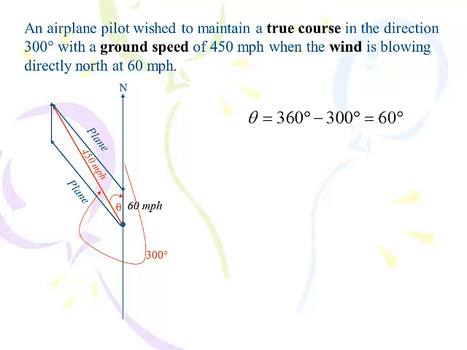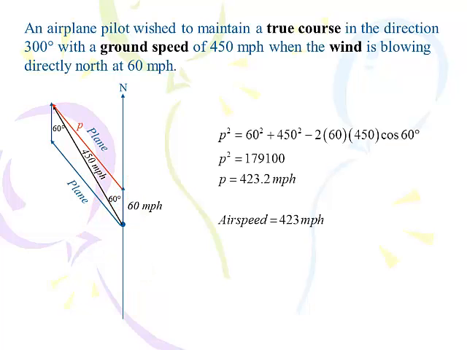So now we have to get the angle between the two vectors. We always want the angle between the two vectors. So 360 degrees minus 300 degrees is 60 degrees. There's 60 degrees between the resultant and due north. That's all we need. Now we can do law of cosines. So 60 squared plus 450 squared minus 2 times 60 times 450 cosine of 60 degrees. And we end up with the plane going 423.2 miles an hour.